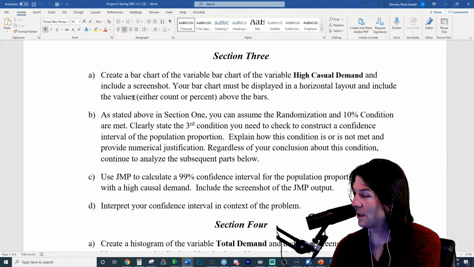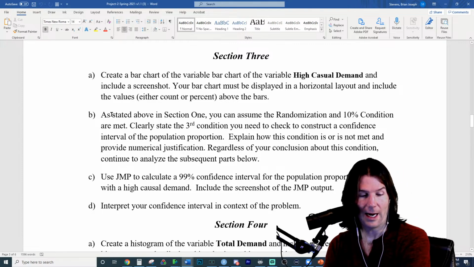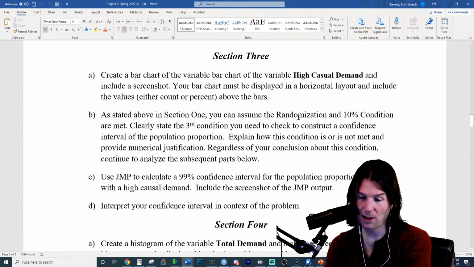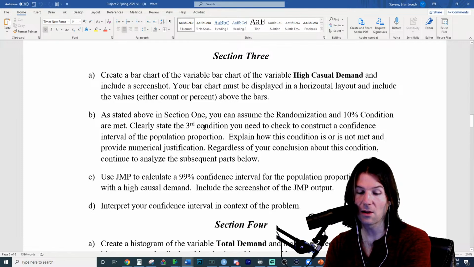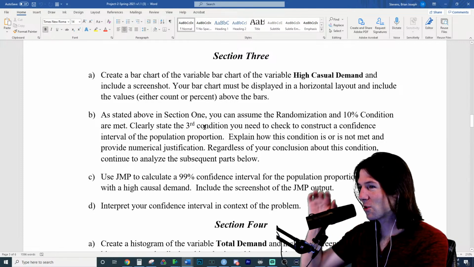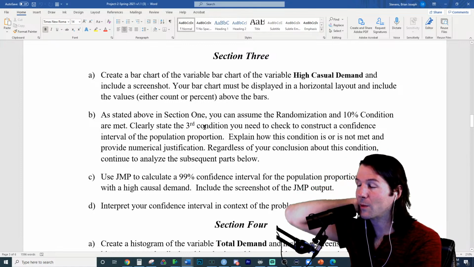Can you talk about how to relate the bike company and our write-up to police? Yeah, let's do that next year, Maribeth. As stated above in section 1, you can use the randomization, 10% condition, nearly normal, not nearly normal, excuse me. Clearly state the third condition to construct a confidence interval for the population proportion.